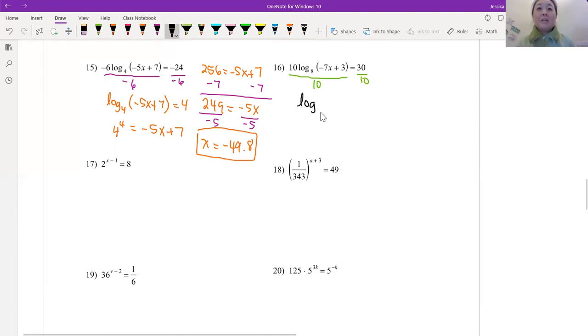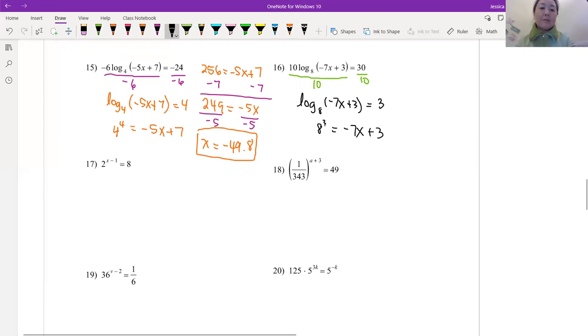So log base 8 of negative 7x plus 3 is equal to 3. Oh, and just time out. If you look right here, that's x is negative 49.8, right? If you plug that back in, negative times negative is positive. So we know that this is going to work, okay? Because our argument is still positive, just saying. All right, so again, we're going to change this to exponential. You see how we're just always changing these to exponentials. So 8 to the 3rd power is equal to negative 7x plus 3.